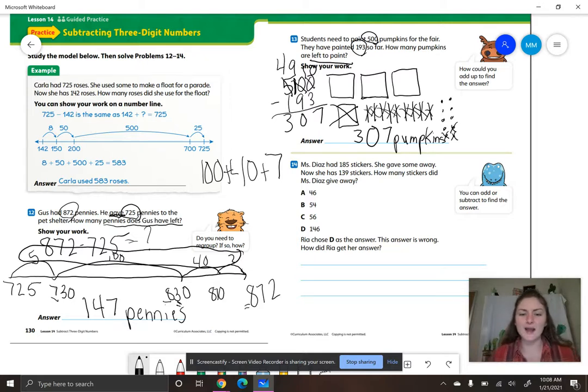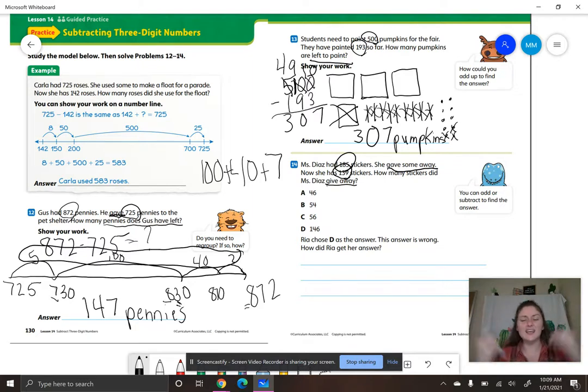All right, and let's wrap it up with number 14. It says Miss Diaz has 185 stickers. She gave some away. Now she has 139 stickers. How many stickers did Miss Diaz give away? It's a word problem. Let's read it again. Miss Diaz has 185 stickers. She gave some away. Now she has 139 stickers. How many stickers did she give away?